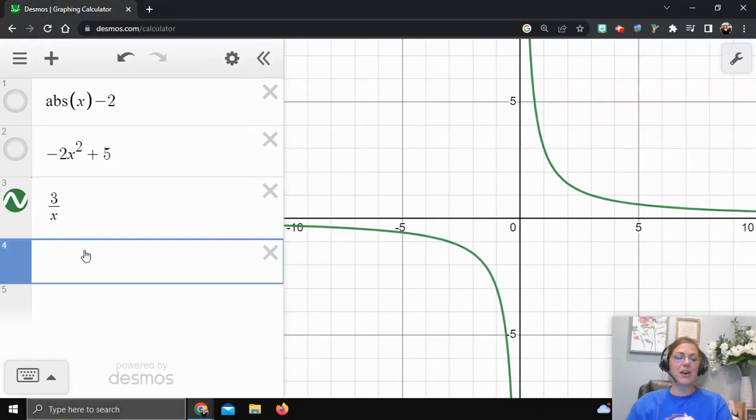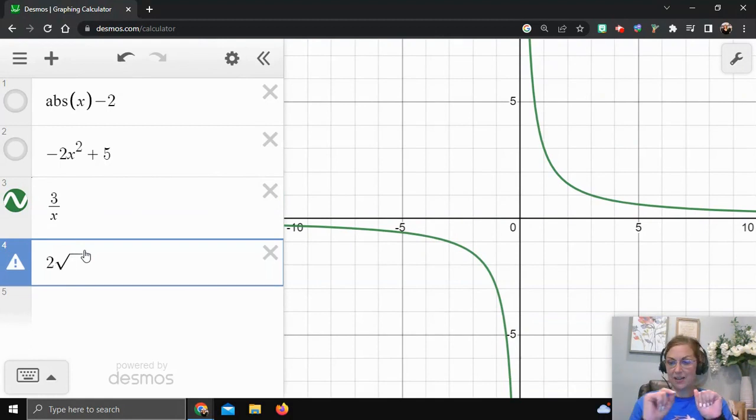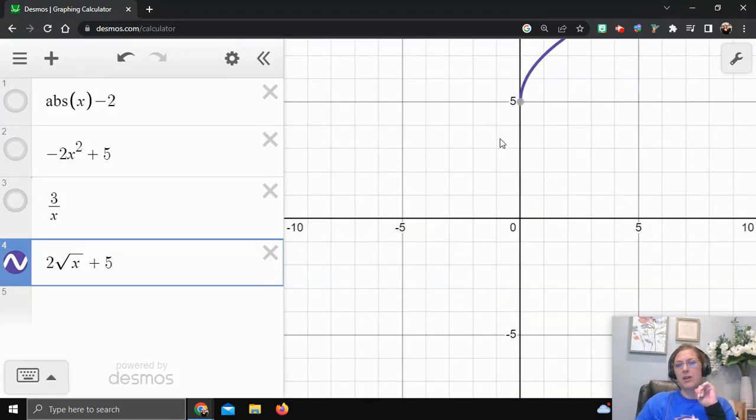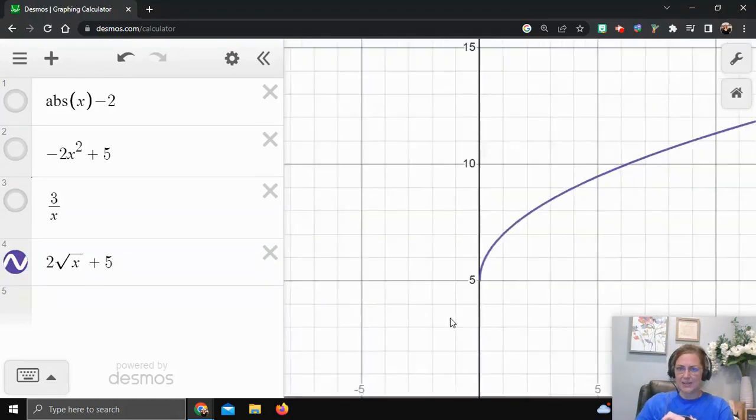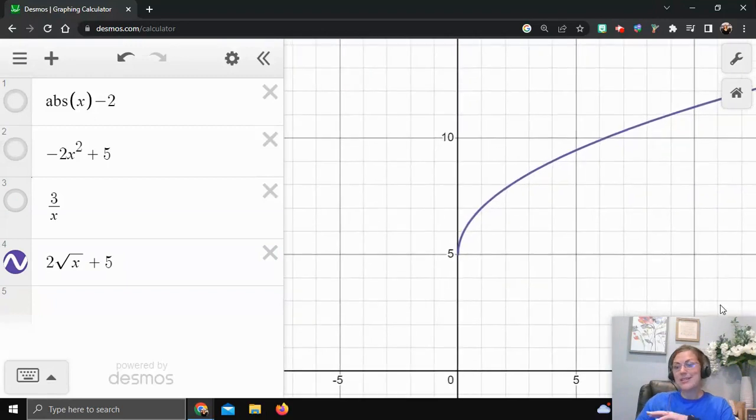All right, for our fourth graph, we need 2 square root of x. So I'm going to put 2 SQRT for the square root of x, and then plus 5. And I'm going to turn that green one off. And let me drag down this graph here. And you see, it's a nice graph, but I don't get the mirror image on the other side. So I can't say that it is symmetric to the y-axis.